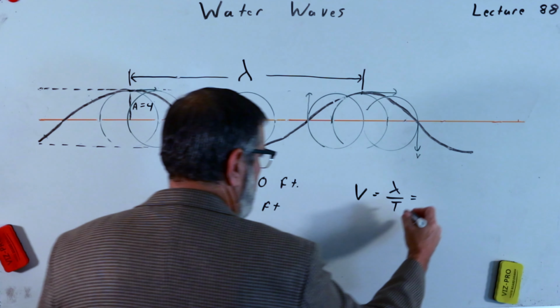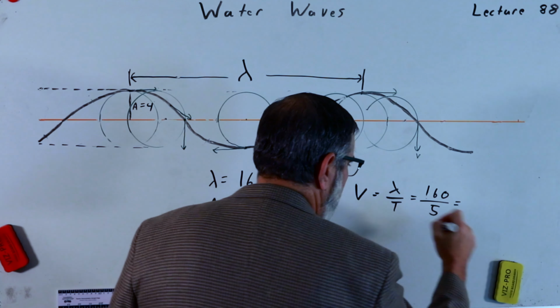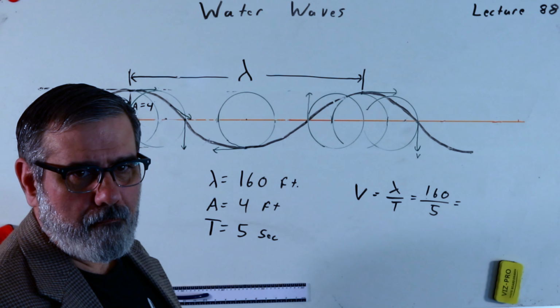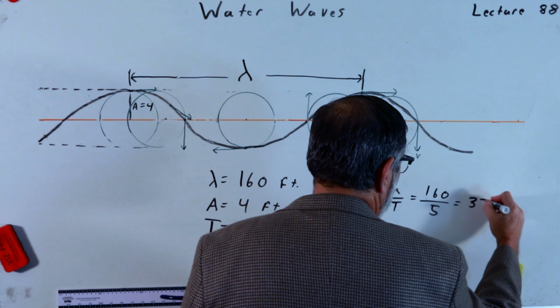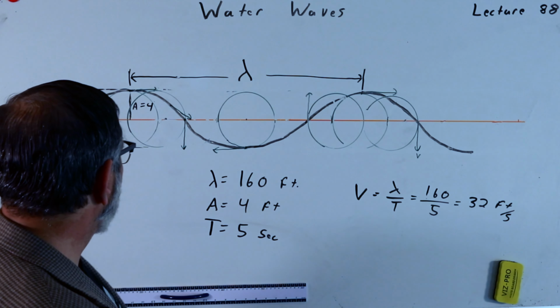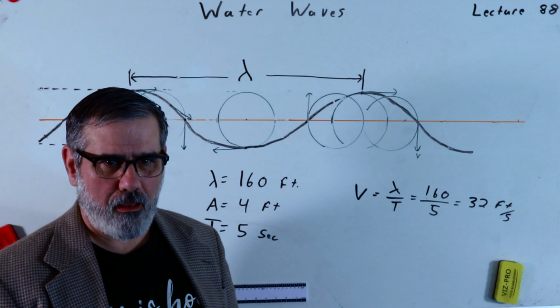So what's that going to give us? That's going to give us 160 over 5. Who can divide 160 by 5? 32. 32, good. Not hard. 32 feet per second. That's the wave speed, that's how fast the wave is going by. Let's see how fast the water is moving, okay?